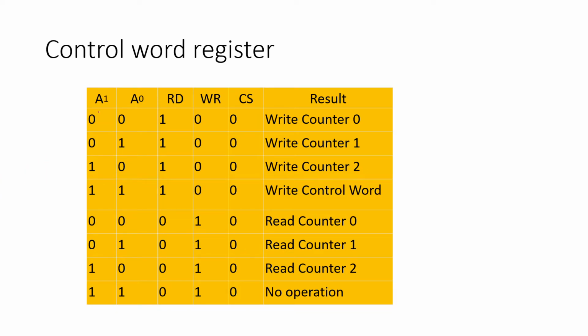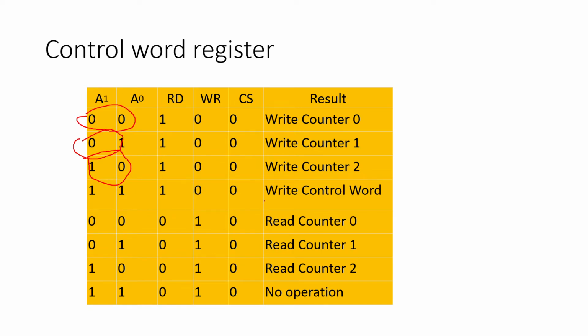And here A0 value 0, A1 value is 0. If it is 0, 0 means it indicates counter number 0. And 0, 1 means it indicates counter number 1. And 1, 0 means it indicates counter 2. And 1, 1 means it indicates control word register.